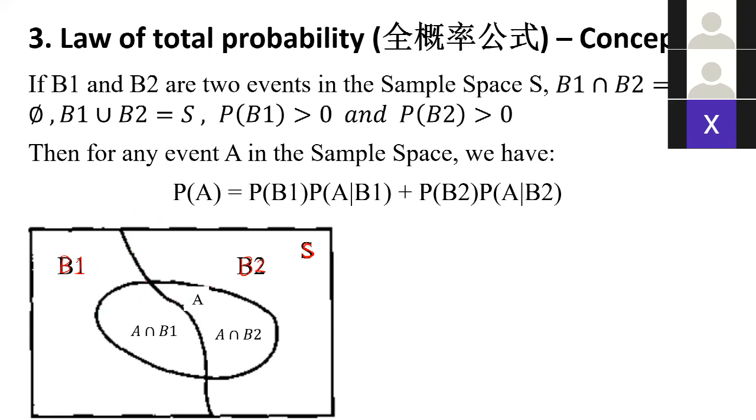So the probability of event A is divided into 2 parts, right? The first part is A intersect with B1, and the next part is A intersect with B2. So the probability of event A can be divided into 2 parts. The first part is, if B1 happens, we use the probability of B1 times the probability of A given B1. This is actually the probability of A intersect with B1, right? And the second part is, if B2 happens, we use the probability of B2 times the probability of A given B2. According to the definition of conditional probability, this is actually the probability of A intersect with B2, right?